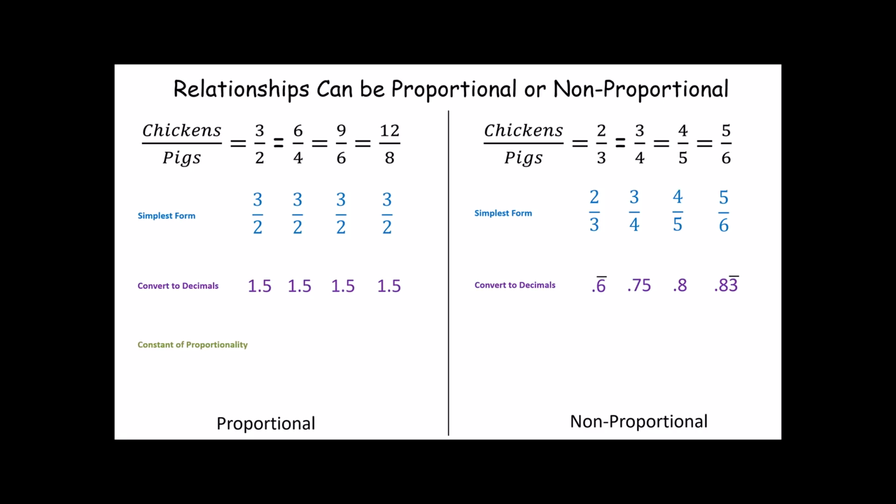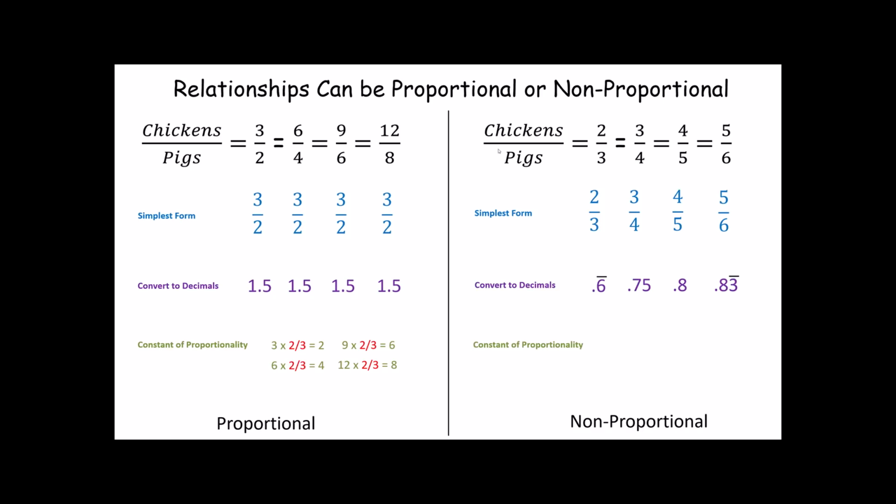A third method we can use is looking for something called a constant of proportionality. Notice that if I take the top number of 3/2, which is 3, and multiply it by the fraction 2/3, it gives me the bottom number, which is 2. If I take the top number 6 and multiply it by 2/3, I end up with 4, the bottom number. In fact, every ratio here, if I take the top number and multiply it by that constant of proportionality, the 2/3, it's going to give me the bottom number. 12 times 2/3 is 8.